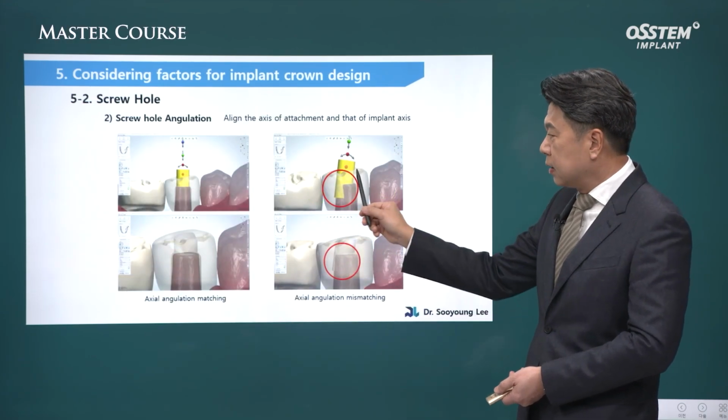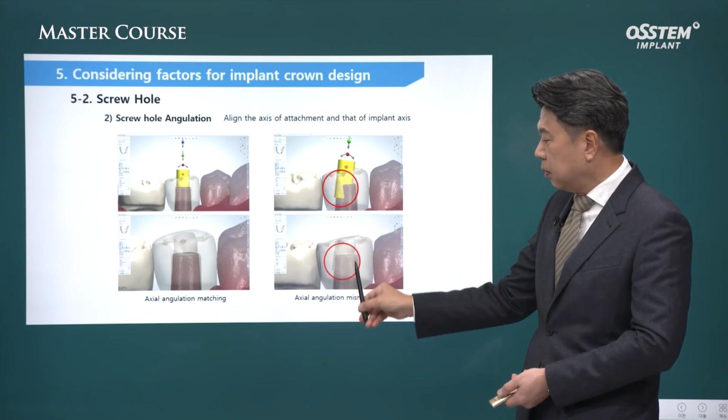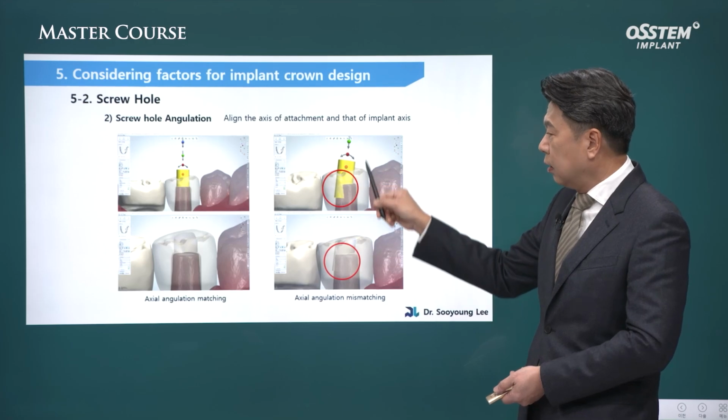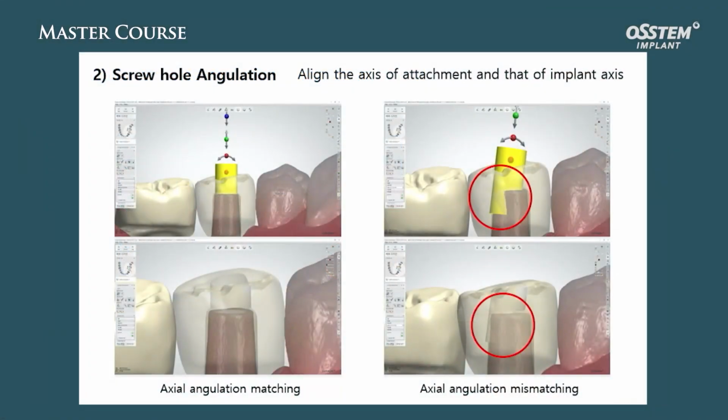I talked about using a transfer abutment and fabricating a crown of ER type. The hole needs to be made by us directly. The size and the direction of the hole should be selected, and that's something you need to consider as well.